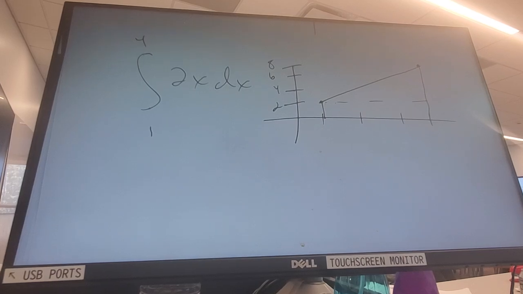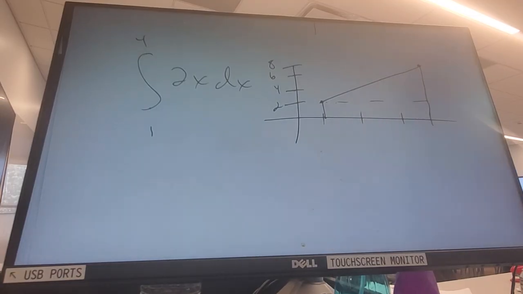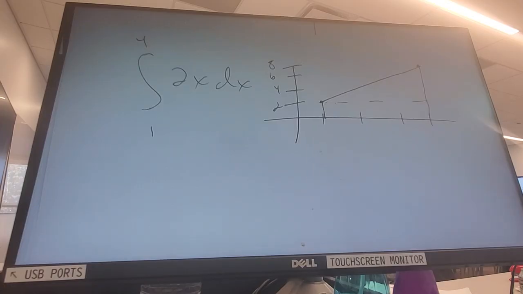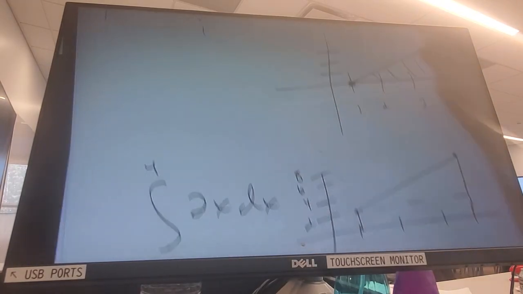The area under that line, or even better, between that line and the x-axis. You hear under all the time, but it should be between. So again, one way to do it is, do we know the area of this triangle already? Isn't that the same triangle from the first part? Sure. What did we get? 12. So this area is 12.